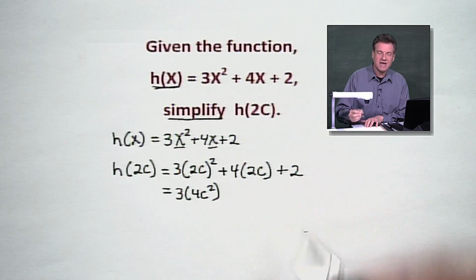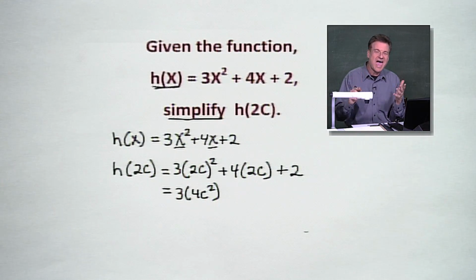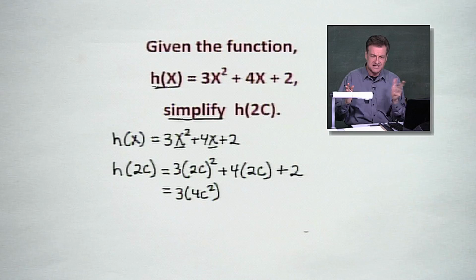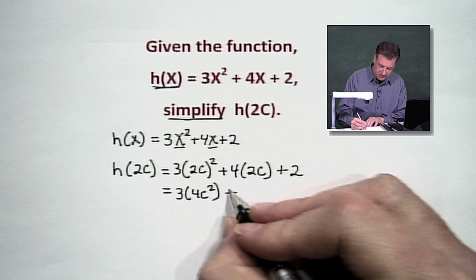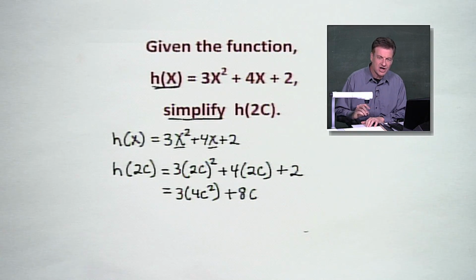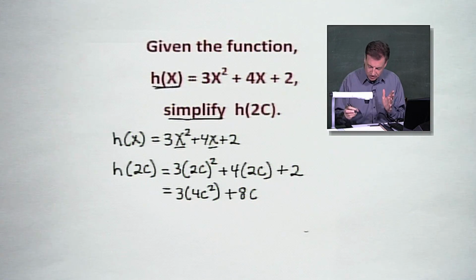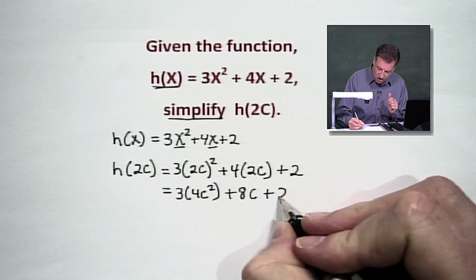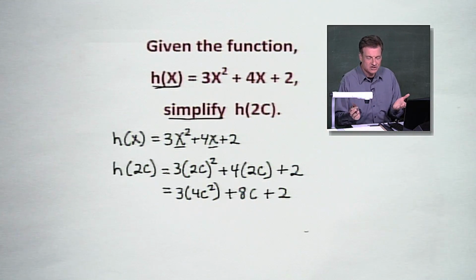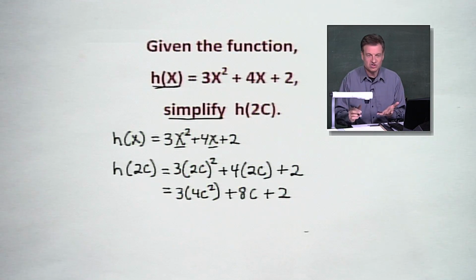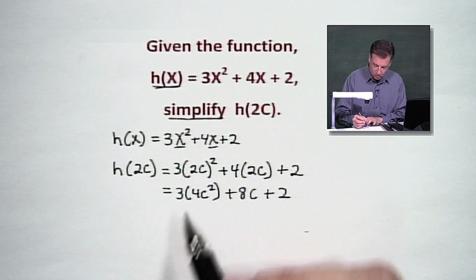This next piece, how about it? 4 times 2c, that one is easy to do, all right? Which is going to give us 8c. There you go. Now, take a look at our last number. There's plus 2 still hanging on. Notice it's not affected because there's no x attached to it. It's just 2. Just hangs on as 2. All right. One last moment here.